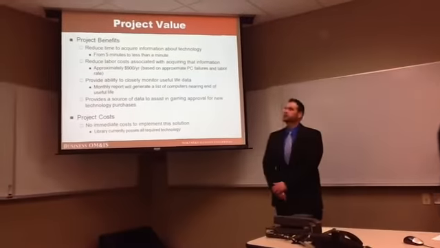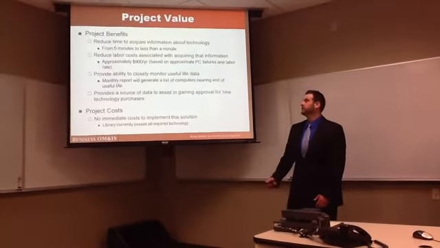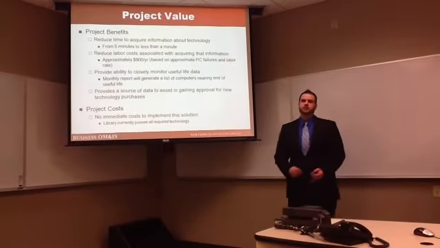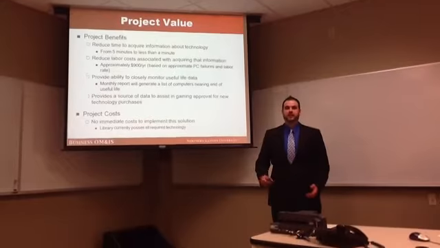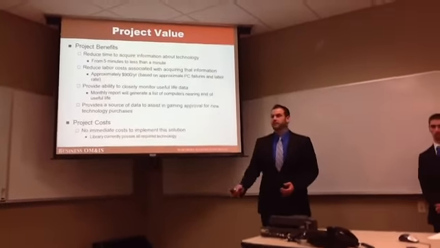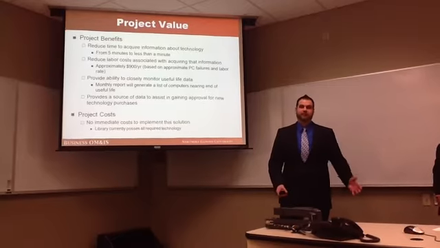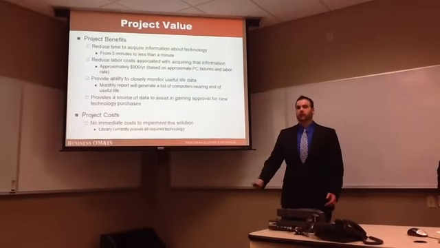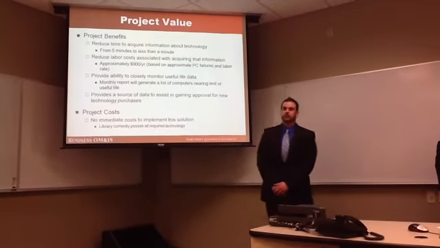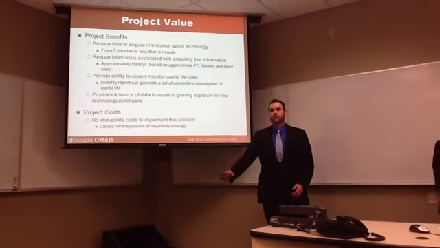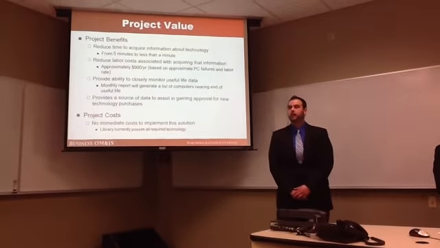Okay, so some of the project benefits that Park Ridge Library is going to receive from this project is that it's going to reduce the amount of time that it takes to retrieve the information about technology that is, say, going out of its useful life. It could take anywhere from 5 minutes currently, and we can get it down to virtually no time. It's going to reduce the labor costs associated with retrieving that information by approximately $900 a year.